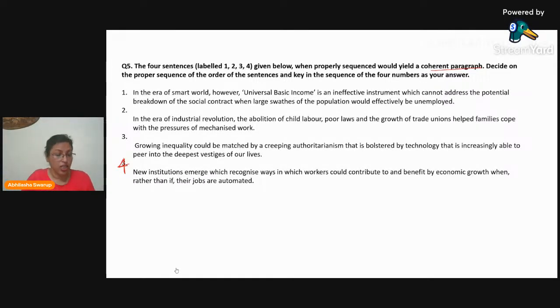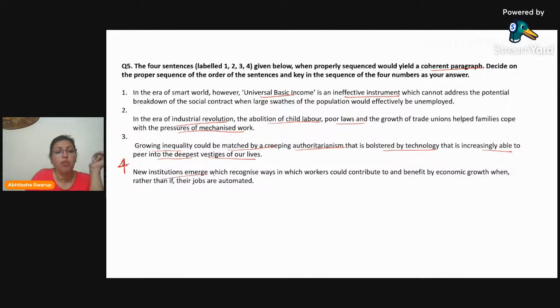All right, let's take a look at this set. The first statement here spoke about universal basic income being an ineffective instrument, and that it cannot address potential breakdown of the social contract. The second statement said in the era of industrial revolution, abolition of child labor, poor laws, growth of trade unions helped the families cope with the pressures of mechanized work. And three says growing inequality could be matched by a creeping authoritarianism, which is bolstered by technology that is increasingly able to peer into the deepest vestiges of our lives and understands everything.